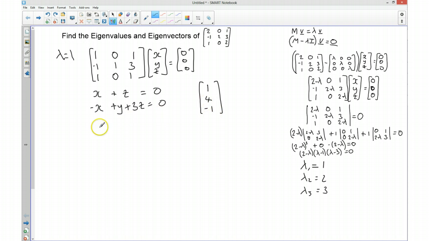Now if I come over here, we'll look at another case, when lambda is equal to 2. So we'll call this E1, that's lambda 1. Okay, so for our second eigenvalue, which is 2, I'm going to substitute it back into here again. So this time I'm going to get 0, negative 1, 1, 0, 0, 0, and 1, 3, 0.